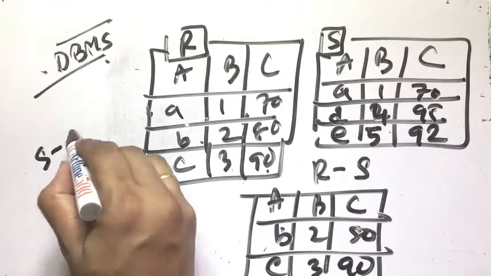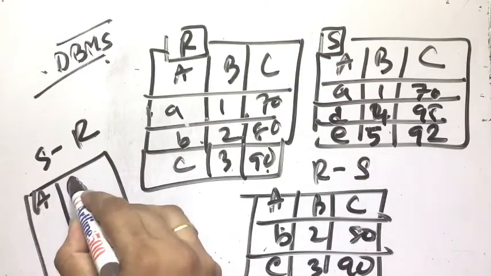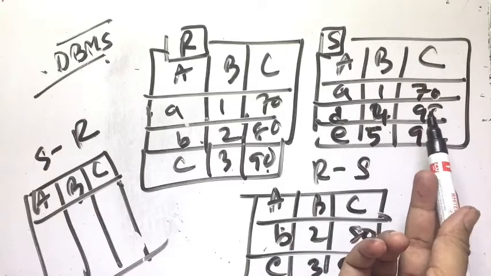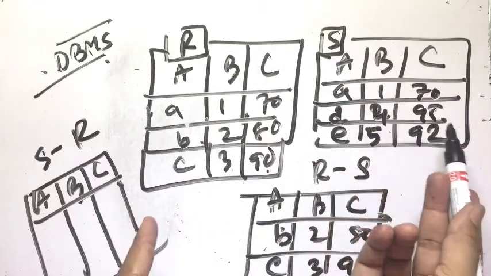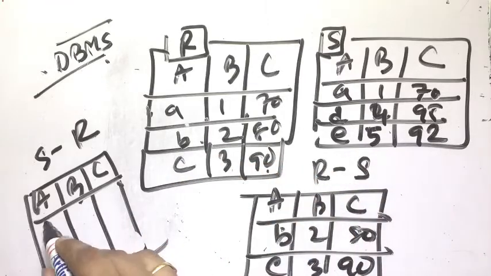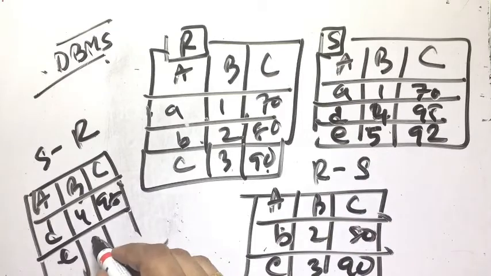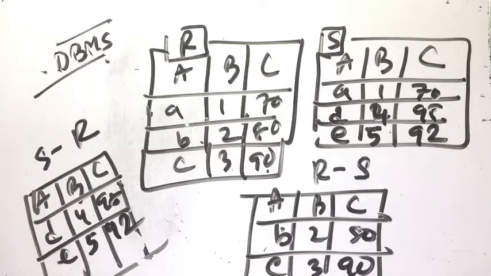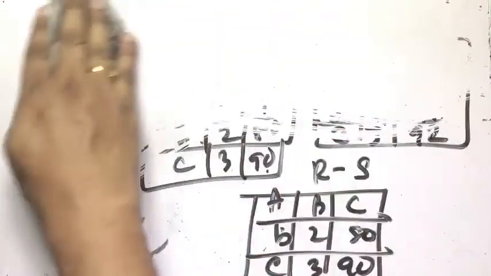Similarly, when we perform S minus R, A 170 is present in the S table and it is also present in the R table. D 495 is present in S, not present in R, so it will display D 495. E 592 is present in S, not present in R, so it will display E 592. In this way, the set difference operator operates.